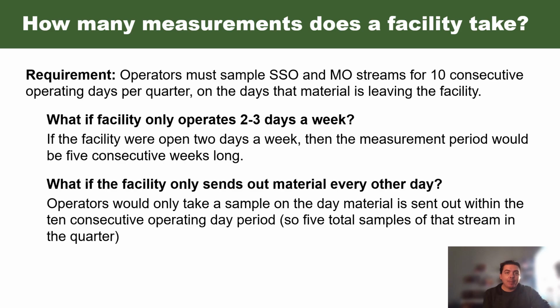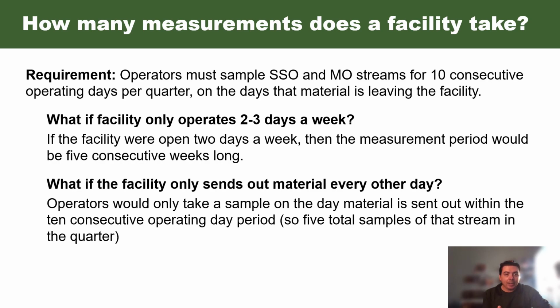So we've talked a lot about measurements, but how many measurements does a facility actually have to take? And the answer is it depends. The regulations require operators to sample any SSO or mixed waste for 10 consecutive operating days per quarter, and it's on any days that material leaves the facility during that period. So what that looks like exactly is an operator can select a 10-day window each quarter, and any day materials are leaving the facility, they're going to want to capture a measurement of that material type.